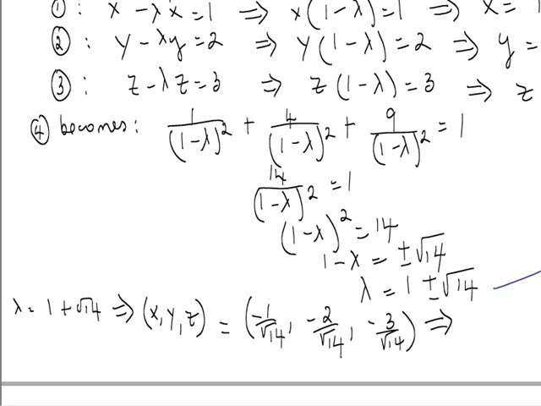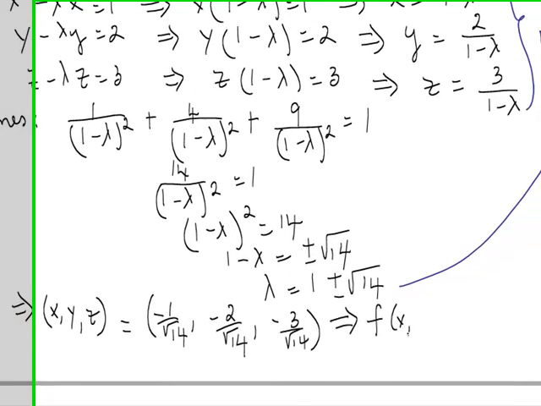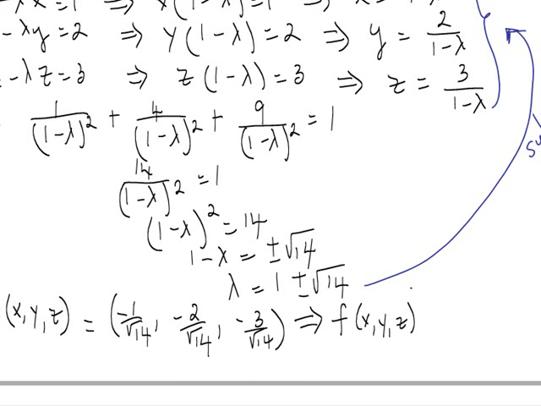Now, right away, I'm going to find f at that point. And f at the point x, y, z there would give you 14.2. So that's the first point, first lambda. Any questions so far?